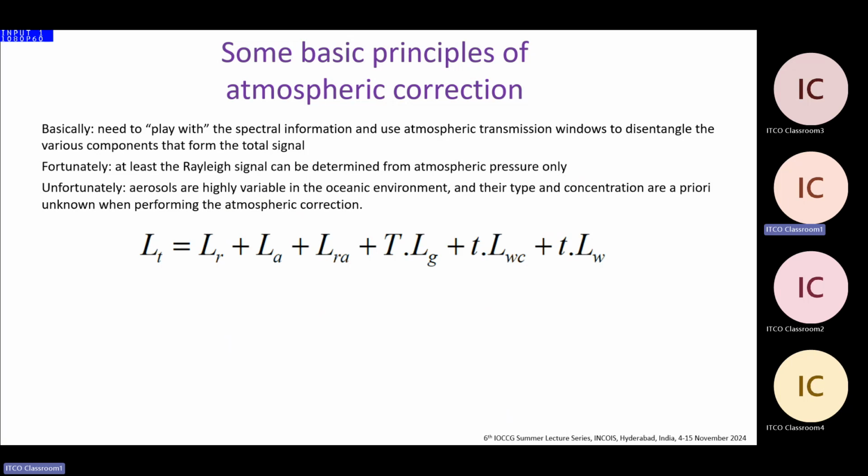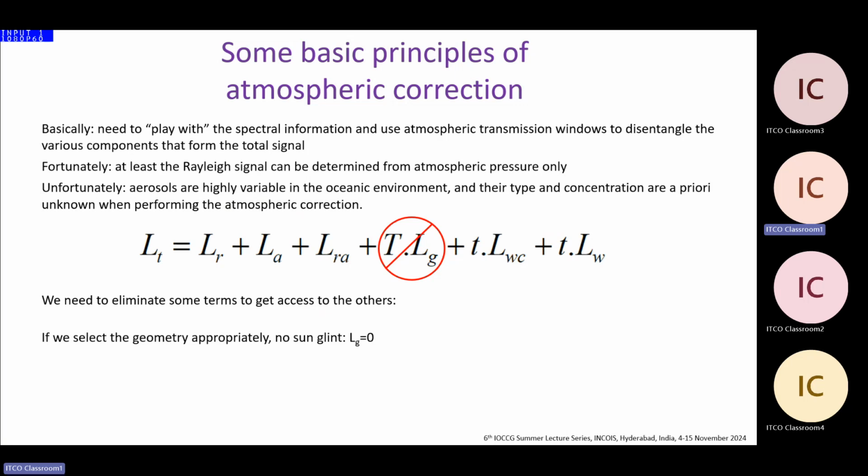The good news is at least the Rayleigh component, you can calculate a priori. You just need to know the atmospheric pressure. But as we said in the introduction, unfortunately, the aerosols are highly variable in oceanic environments, and you don't know about them. So what can we do? We need to eliminate some terms to get access to the others. And again, the terms on the right here, that's G for the sun glint, WC for the whitecaps.